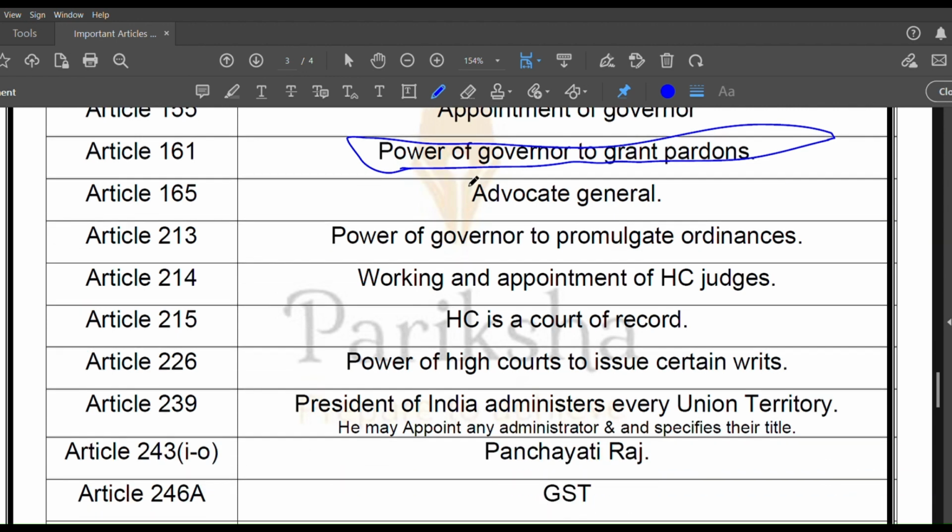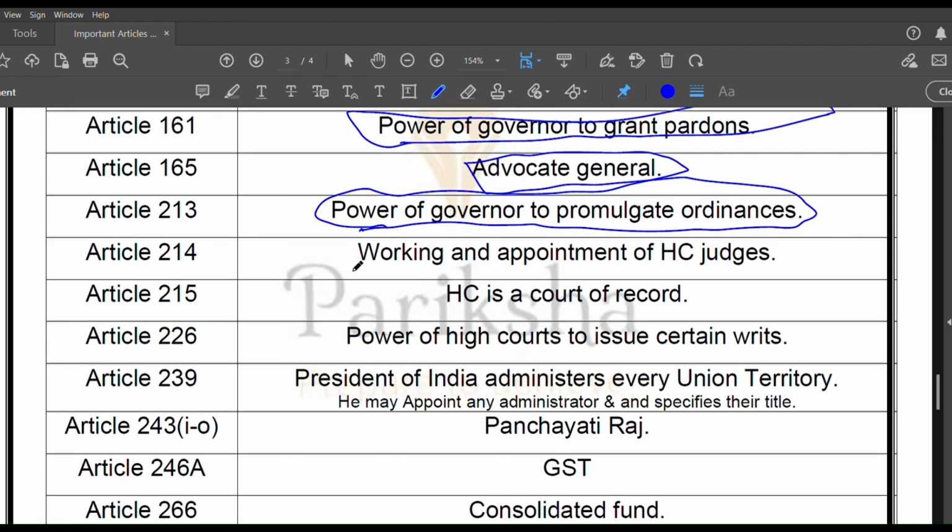Article 165 talks about the advocate general. Just like the attorney general, the advocate general is the highest officer of law in the state. They can also be termed as state attorney. Article 213 talks about the power of the governor to promulgate ordinances. Just like when Lok Sabha is not in session the president passes an ordinance, similarly, when legislative assemblies are not in session, the governor can pass an ordinance.